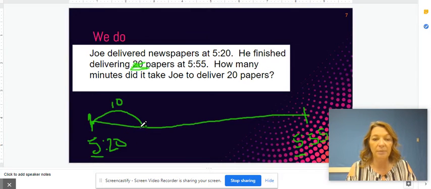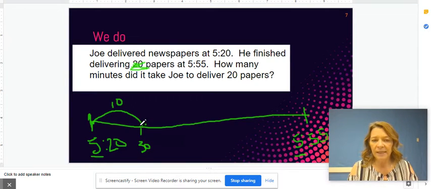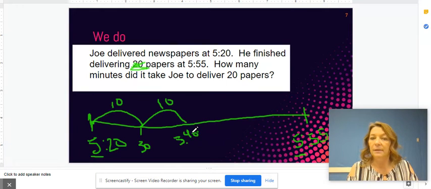What's 5:20 plus 10? 20 plus 10 is what? 30. So now I'm at 5:30. Let's add another 10. What's 10 more minutes? 5:30 plus 10 is now we're at 5:40. Sorry, this pen is still giving me trouble. I haven't made it to 5:55. So let's add 10 more minutes. What's 10 more minutes? 40 plus 10 more. We are now at 5:50.